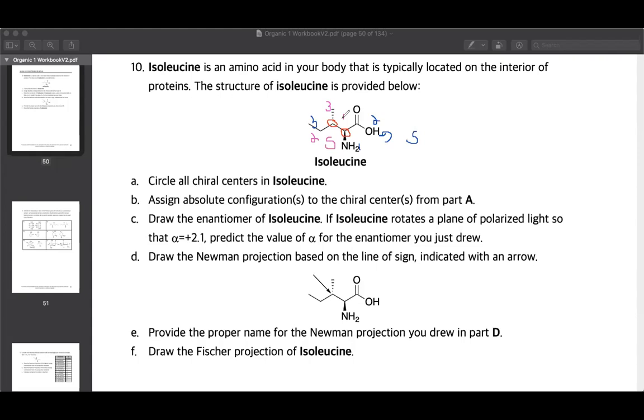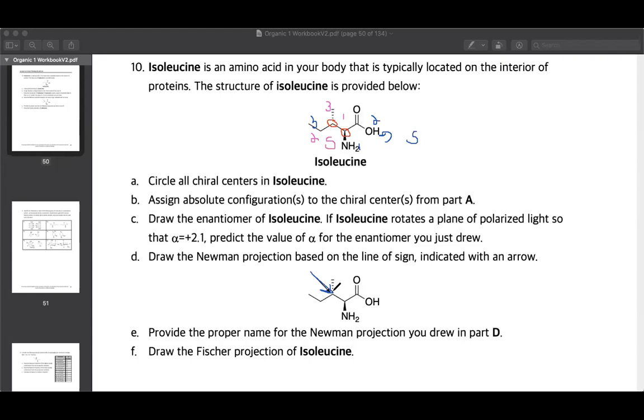Okay. D, draw the Newman projection based on the line of sight. So you see how we're kind of building. If I'm looking down this bond axis right here, my first carbon, so this is part D, is going to be this CH2CH3 group going down. We're going to have this CH3 group going to my left. And then we have this hydrogen going right here to my right. I think that's kind of obvious based on the arrow that I first drew for the first carbon.